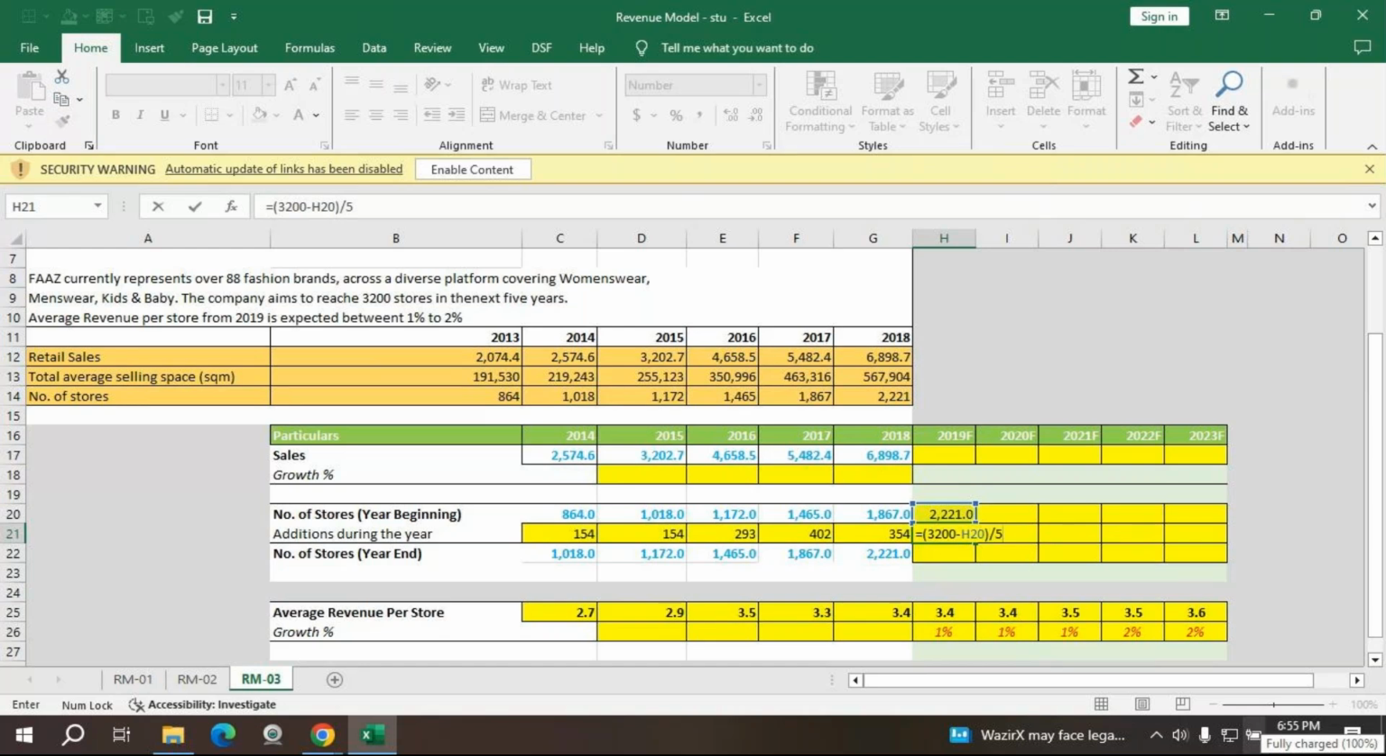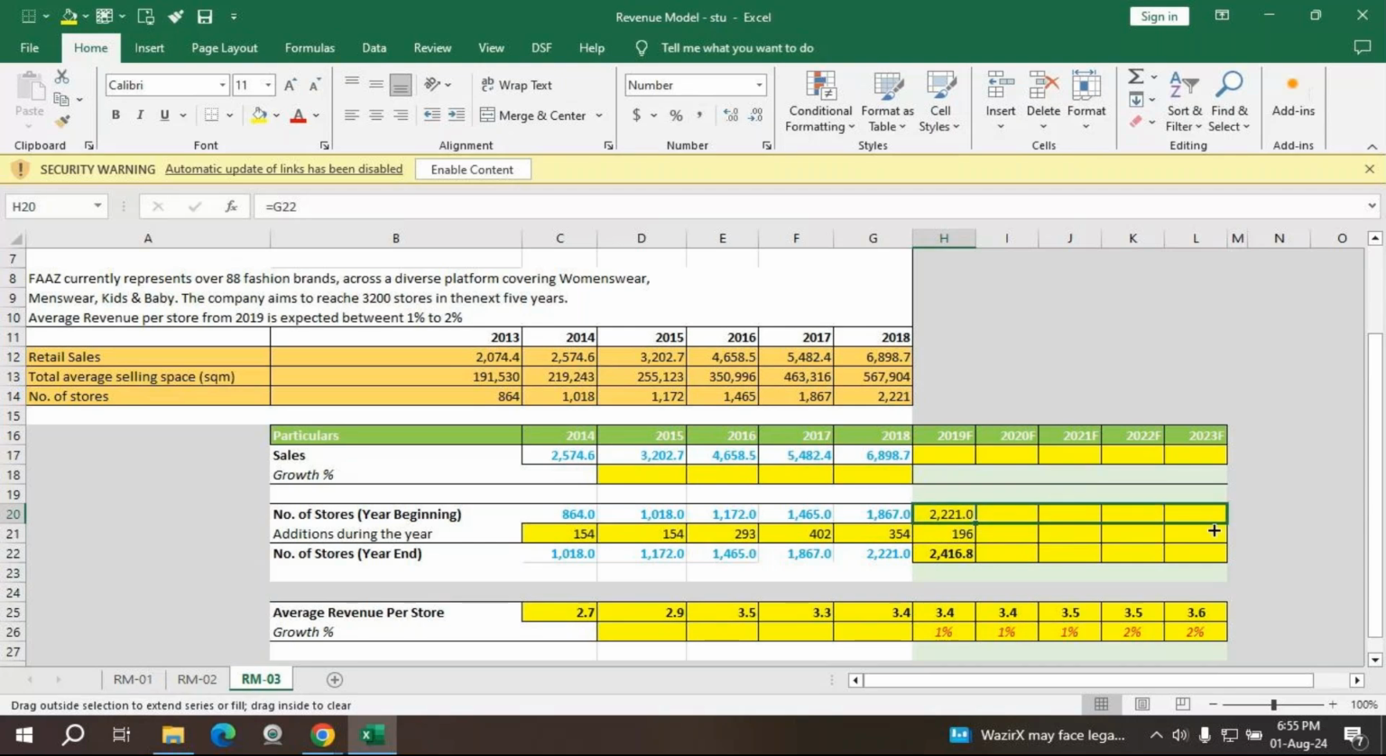So where have I taken this value 3200 from? The company aims to reach 3200 stores in the next 5 years. So 3200 stores minus how much I had in the beginning of the 6th year. That has to be subtracted and divided by 5, since I need to know another 5 years. Now here, sum of this value. I'll come here and drag it, and drag this also, and this too.